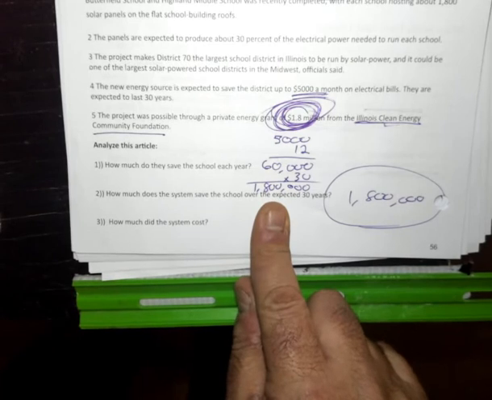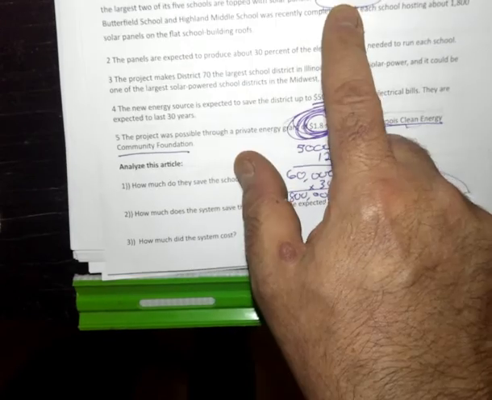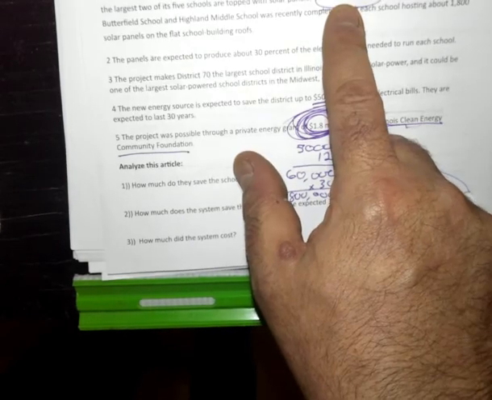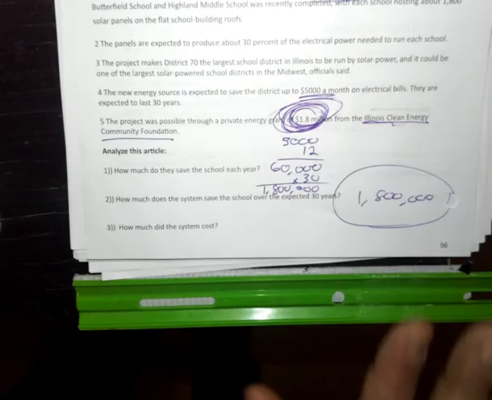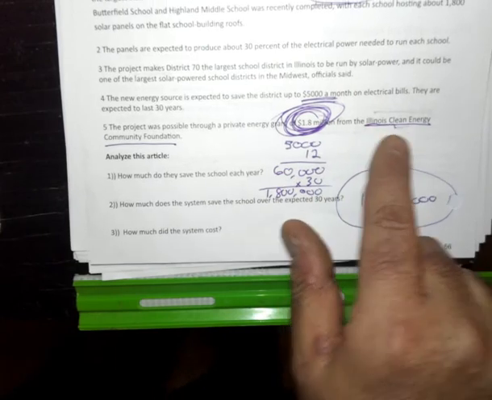$3.2 million. Did they gain or lose money in the deal? Okay, just on those numbers, they lost money. But obviously the school's not going to do something that stupid. They got somebody to cover the extra cost, and it was here, this Illinois Clean Energy Community Foundation.